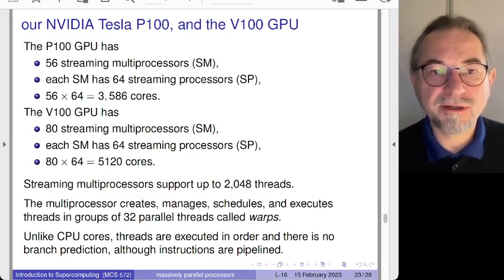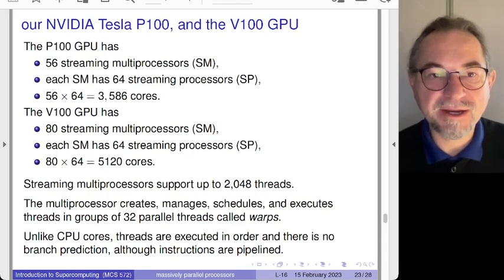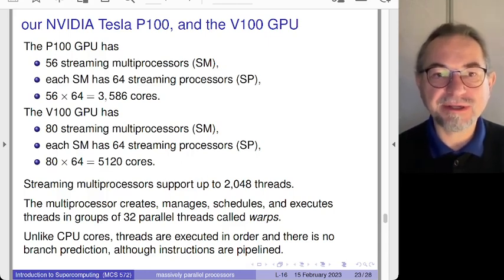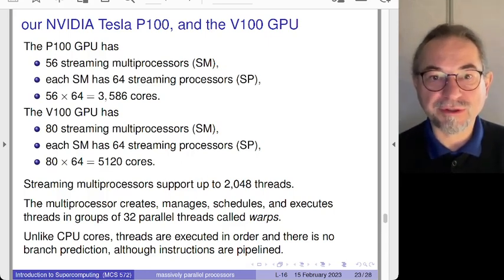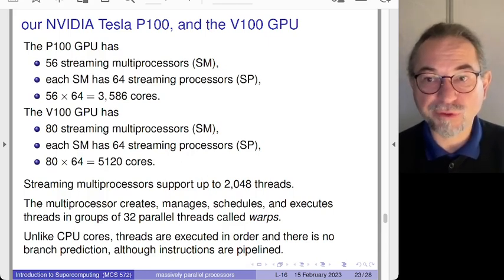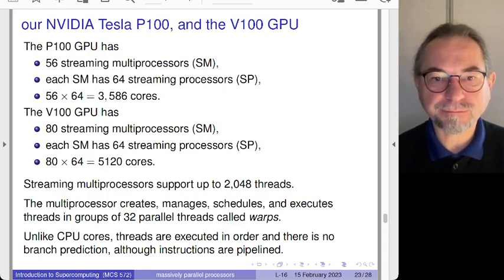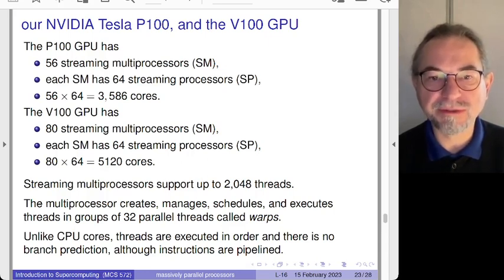Okay, so here again are the numbers. The hierarchy of the architecture, the arrays of the cores are steered by the streaming multiprocessors. One needs to be careful to have sufficiently many threads scheduled, but also not too many. So there are some limits as well.